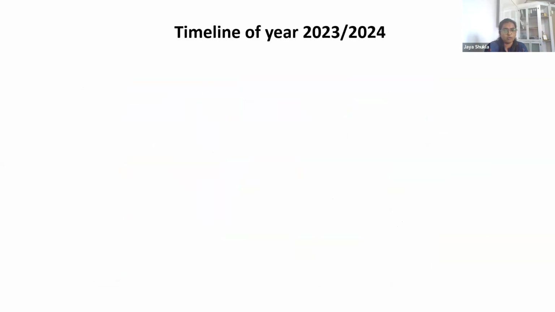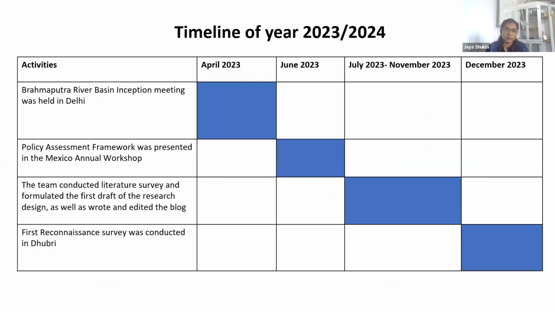Now, I will give a quick overview of the BRB timeline, of whatever we have done so far. So in April 2023, the first inception meeting was held in Delhi, and after a long discussion, we identified four study sites, two in India, two in Bangladesh. Then in June, the policy assessment framework was presented by Dr. Sumit Vij in the Mexico workshop. From July to November, the BRB node was involved in lots of activities, like we did a literature survey and formulated our first draft of the research design.